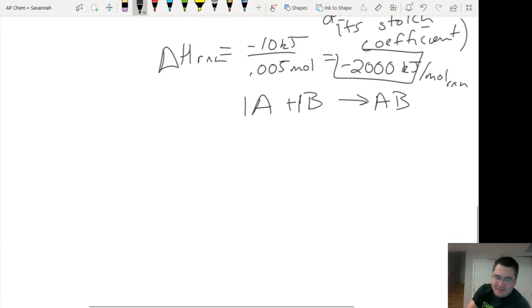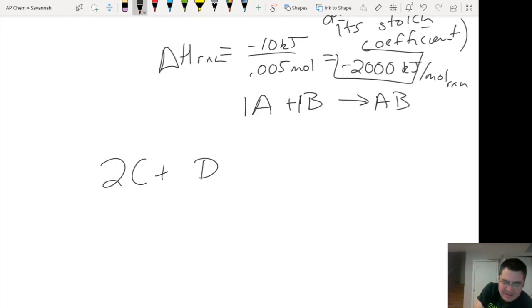Okay, if we would have had something like this, let me change it up: 2C plus D makes CD. So, if we were trying to figure out 3 moles of this reaction, would you just multiply by 3? Yeah, if it said how much energy would be released if you reacted 3 moles of A with excess B, you would say negative 6,000.